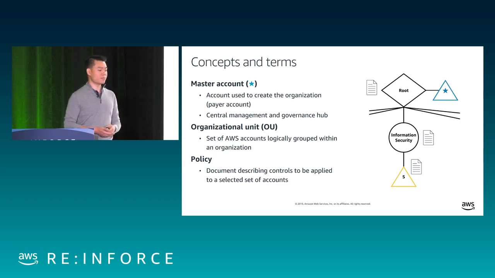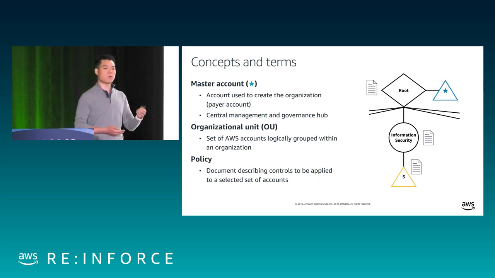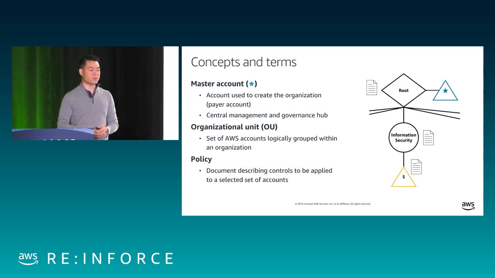We have this concept called organizational units, or OUs, in organizations, and it allows you to logically group AWS accounts within an organization. We also have the concept of a policy, which is a document describing a set of controls that you can apply to a selected set of accounts. And you can see here, I've got the policy as the policy documents. We'll go more into how you use policies a little later on in the session.